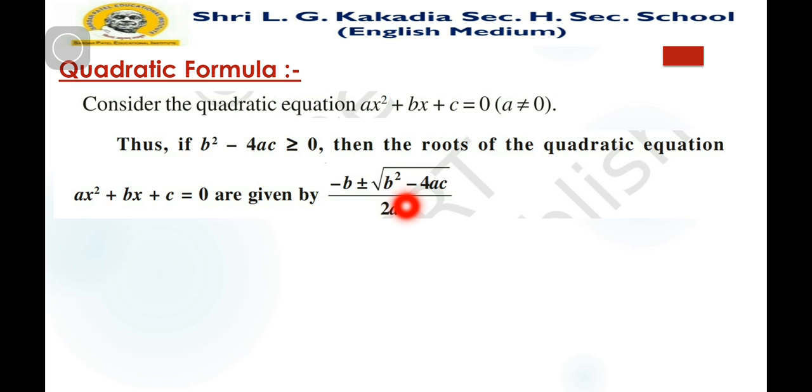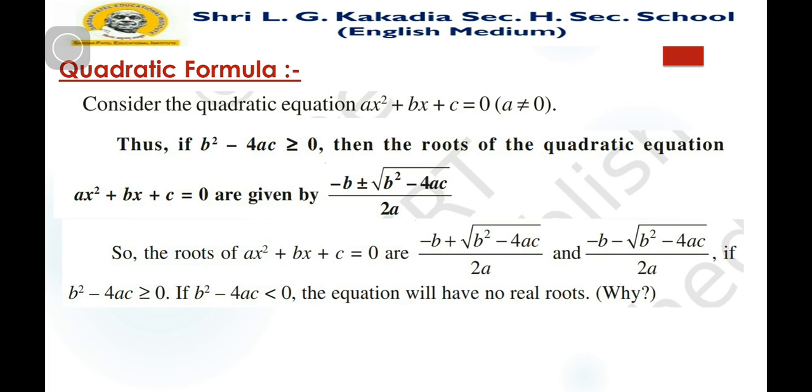So now you can realize why we cannot take the value of b square minus 4ac less than 0, because if you put any negative term, then we cannot find the square root of a negative term. So if the value of b square minus 4ac is greater than or equal to 0, then we can find the real roots of the quadratic equation.